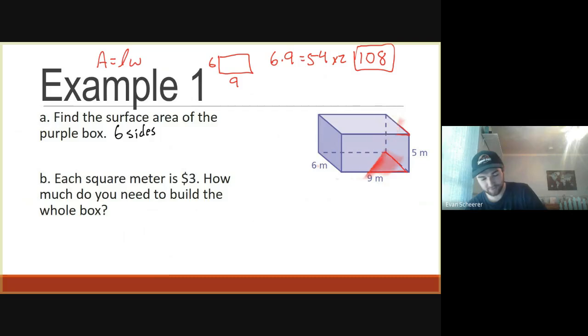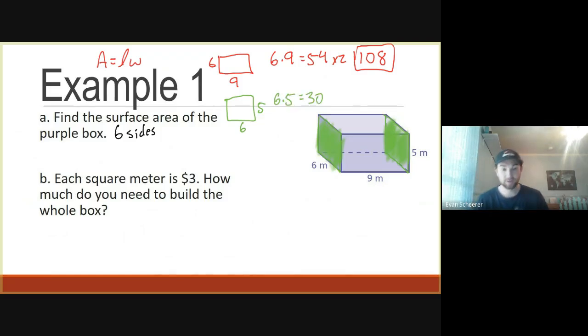So I'm going to take this part off, and then we are going to do it again. This time, I'm going to use green. So with green, I'm going to use this left side and this right side. Notice these two are opposites, right? Since these two are opposites, I know that they are the exact same. Look, they are both the same length and the same width. So I'm going to draw another rectangle, and notice 6 is on the bottom and 5 is on top. So 6 times 5 equals 30, but I need to double it, and I get 60.